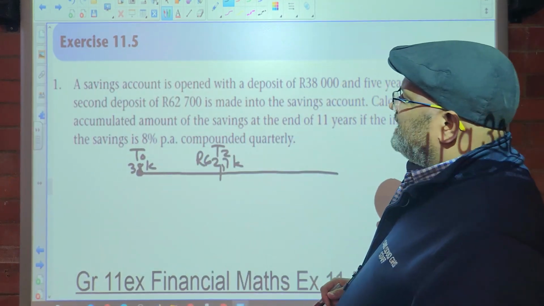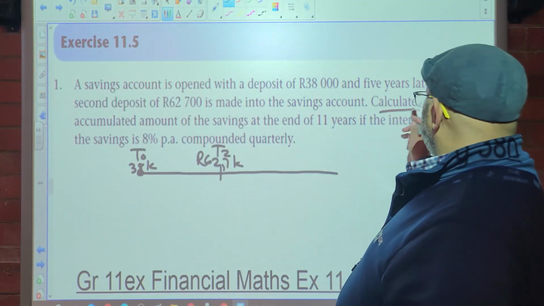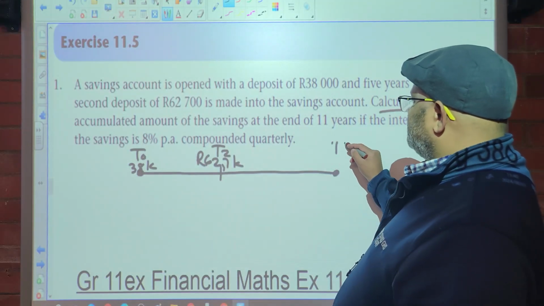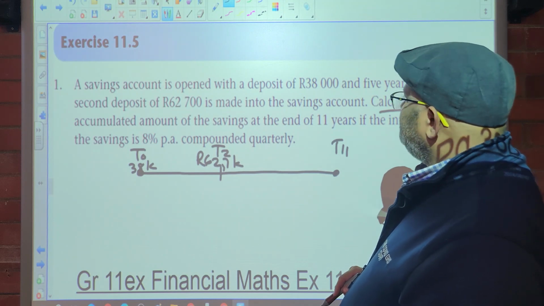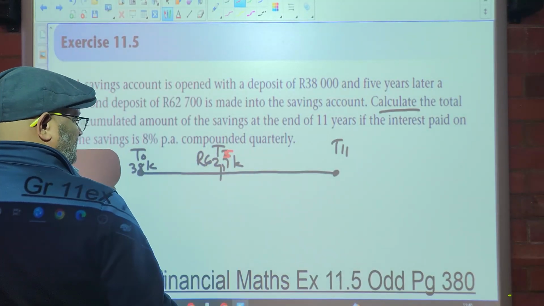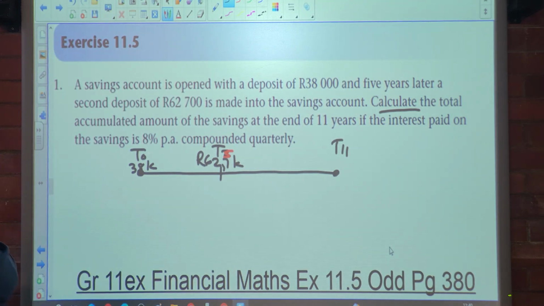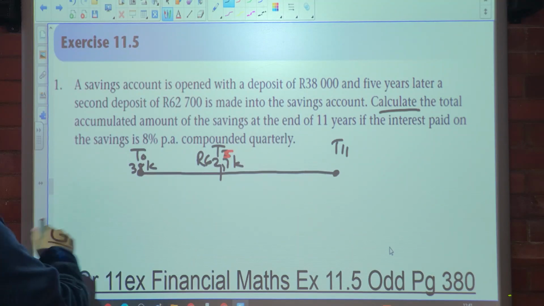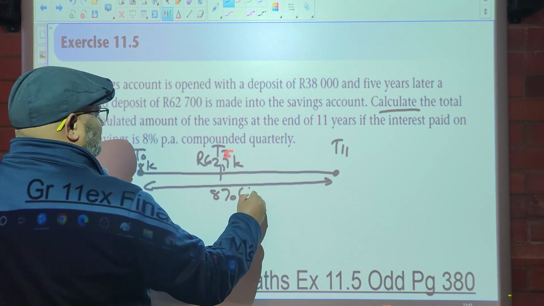Calculate the total accumulated amount of the savings at the end of 11 years. T11. This must be T5, no? I don't know why I wrote the 2 there. Calculate the total accumulated amount in the savings account at the end of 11 years, if the interest paid on the savings is 8% per annum compounded quarterly.